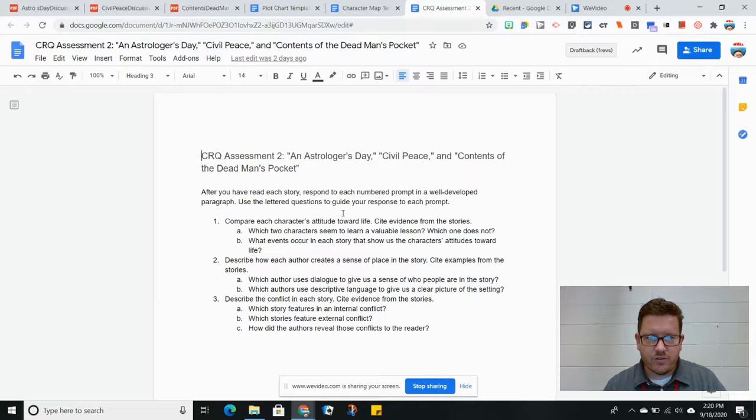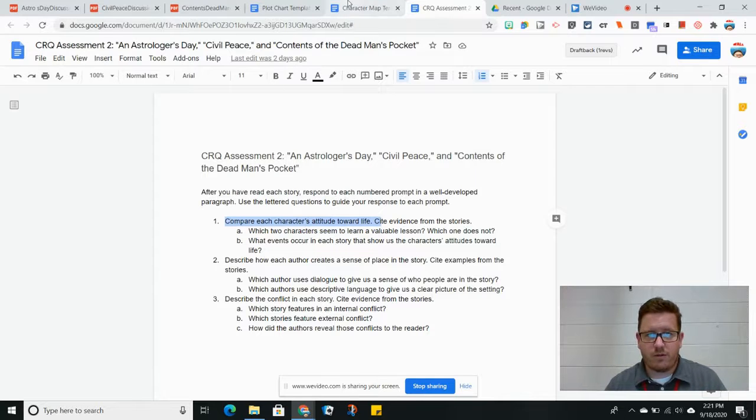So, this question right here talks about characterization. Compare each character's attitude toward life. So you're going to take the protagonist of Astrologer's Day, which is the astrologer, the protagonist of Civil Peace, which is Jonathan, and the protagonist of Contents of the Dead Man's Pocket, which is Tom, and just compare and contrast their attitude toward life. Now, how do we talk about characters?